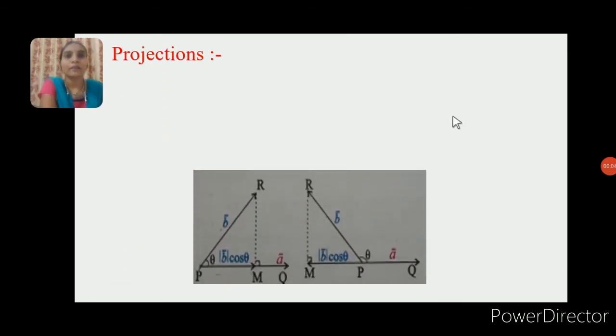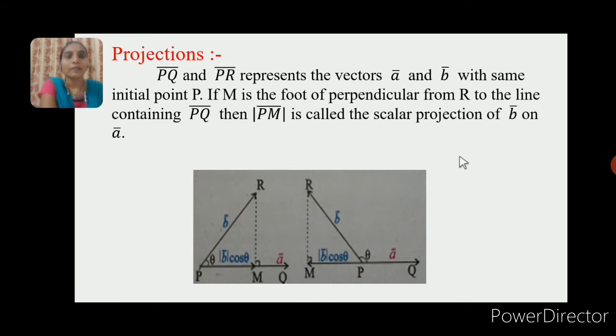Next point, projections. PQ bar and PR bar represent the vectors A bar and B bar with the same initial point P. If M is the foot of the perpendicular from R to the line containing PQ bar, then magnitude of PM bar is called scalar projection of B bar on A bar.